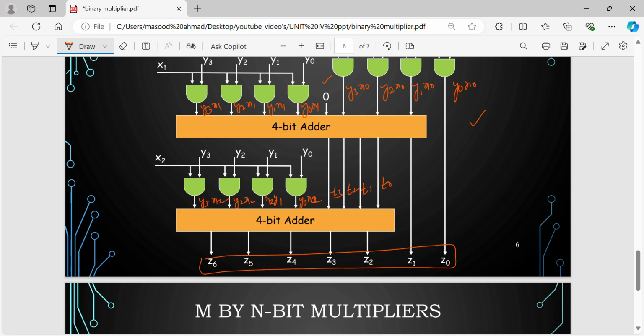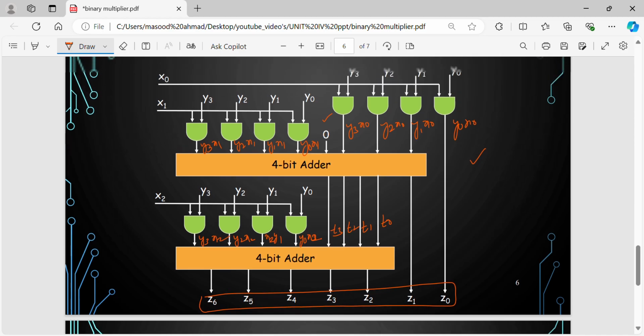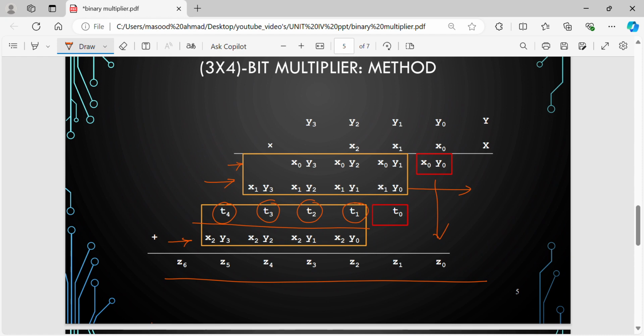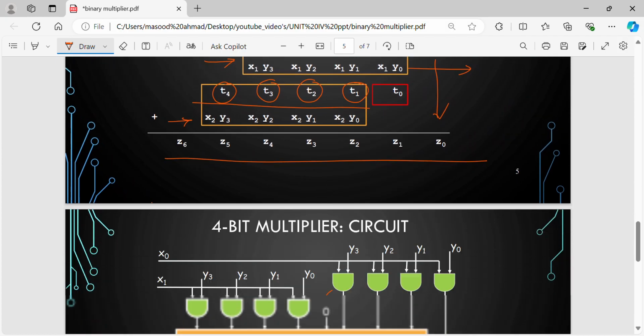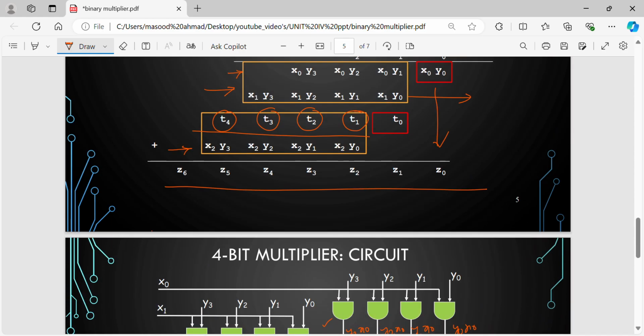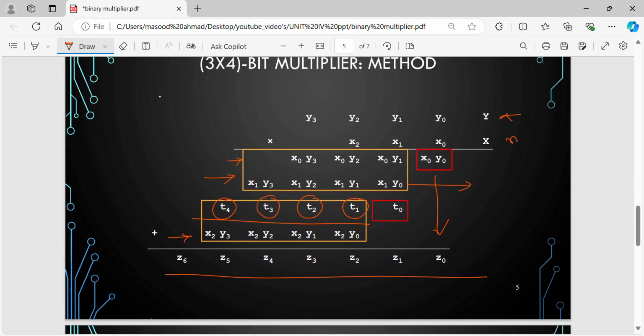So in general, let's say we have a multiplier of m bits and a multiplicand of n bits, with capital letters M and N. So we try to see in general how exactly the multiplication process will be.